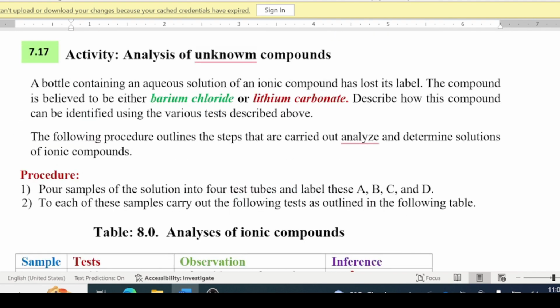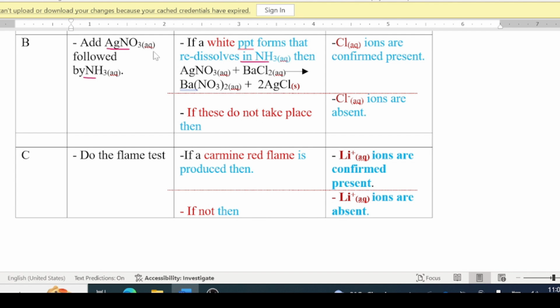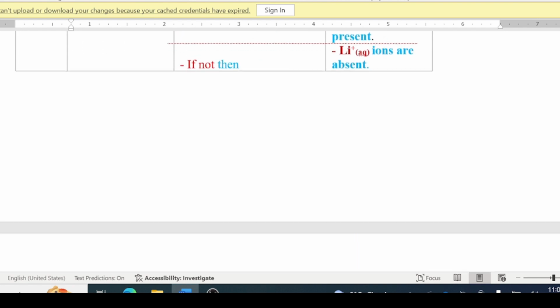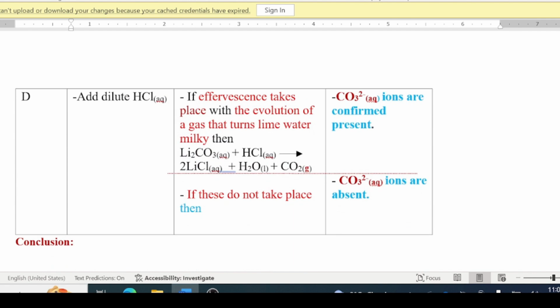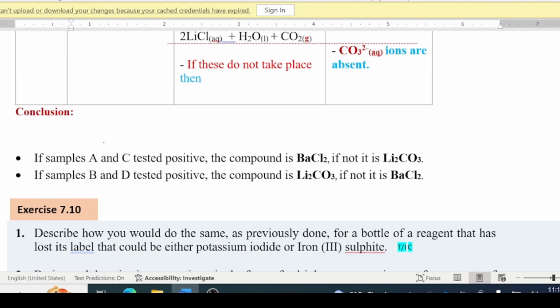Now you want to identify lithium and carbonate. If these didn't come back positive, it could be lithium carbonate, so go through the tests for lithium and carbonate ions. You do a flame test on a sample of the solution. If you get a carmine red flame, then lithium ions are present. If not, they're absent. Then you do your test for carbonate ions. You add dilute HCl. If a gas is produced that turns lime water milky, then you can confirm that carbonate ions are present there, and your compound must have been lithium carbonate.